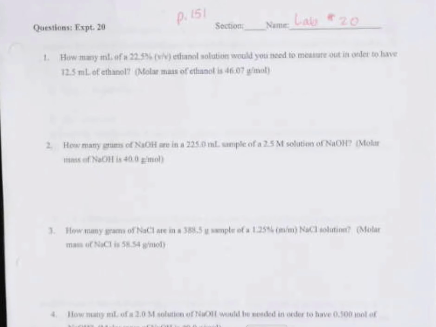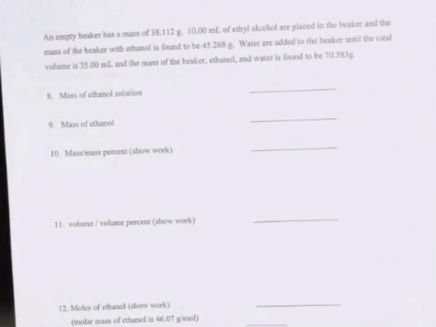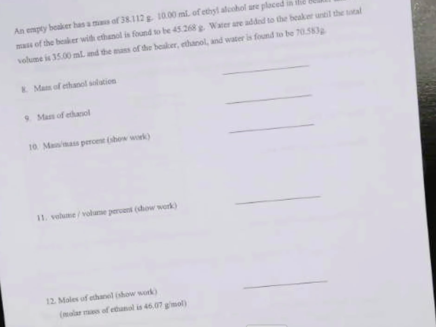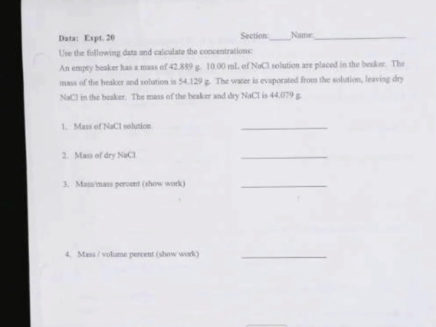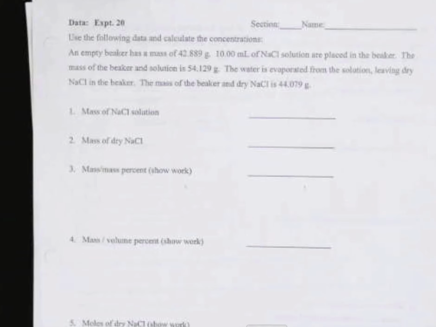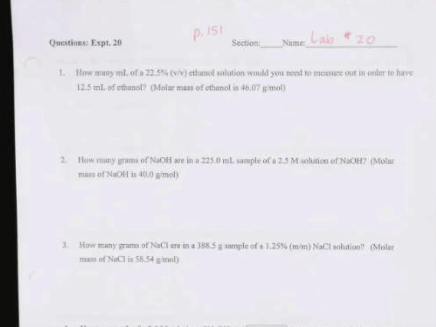Okay, here we are with experiment 20. I'm on the second page of experiment 20. Let's see, the first page looks like this. Okay, so I'm going to walk you through some of these problems. The main thing, these problems are conversion factor problems in disguise.